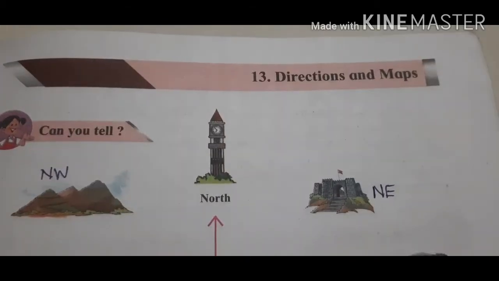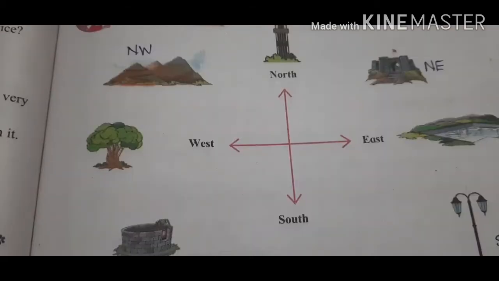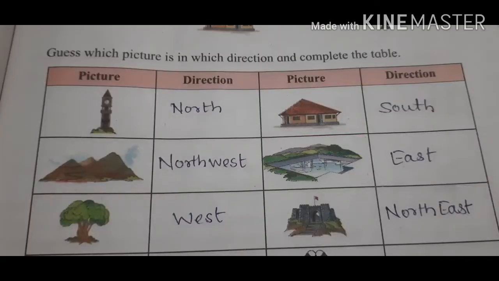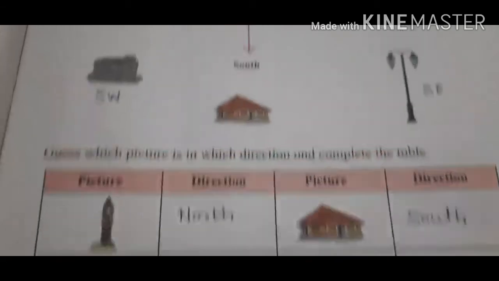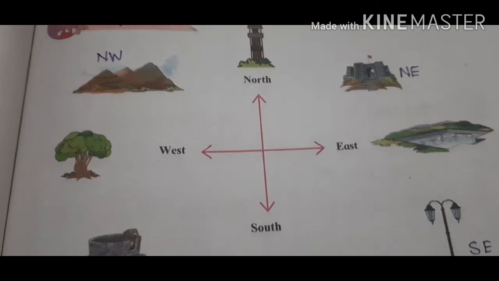Good morning students, let's begin our study session with chapter number 13, Direction and Maps. The following picture shows four main directions, that is east, west, north, south. Students, you have to fill this table by observing the above map.